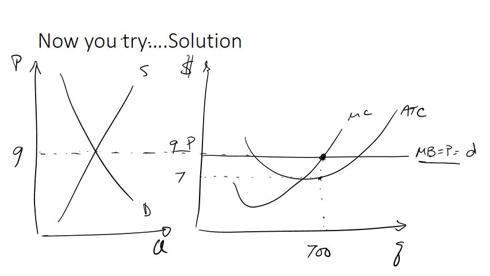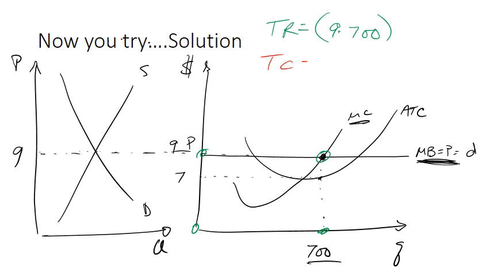Once we figure out that this is where we have our MB equals MC intersection, right? Our marginal revenue equals marginal cost intersection. 700 is the best that we can do. So we're going to go ahead and do P times Q to get our total revenue box. And total revenue is going to be equal to 9 times 700. Right? Total costs are going to be equal to 7 times 700.